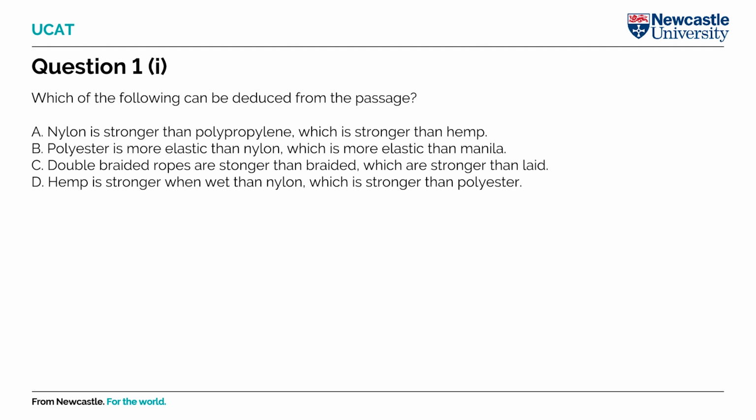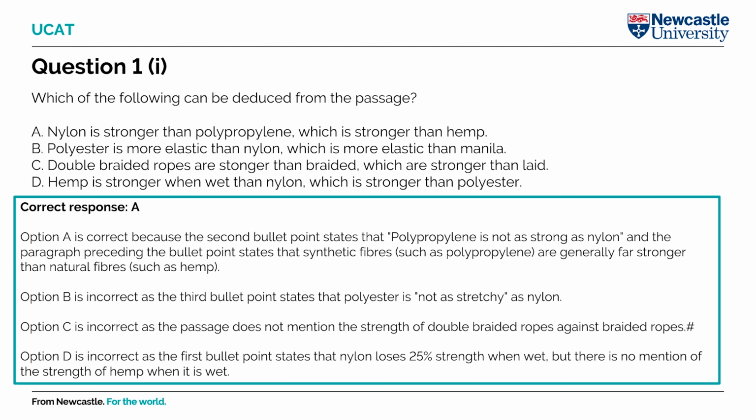So now let's look at the answers to these questions. So you had that first section of text, and question 1, which of the following can be deduced from the passage? A, B, C, or D? And the correct response is A, and this is because the second bullet point states that polypropylene is not as strong as nylon. And the paragraph preceding the bullet point states that synthetic fibres such as polypropylene are generally far stronger than natural fibres such as hemp.